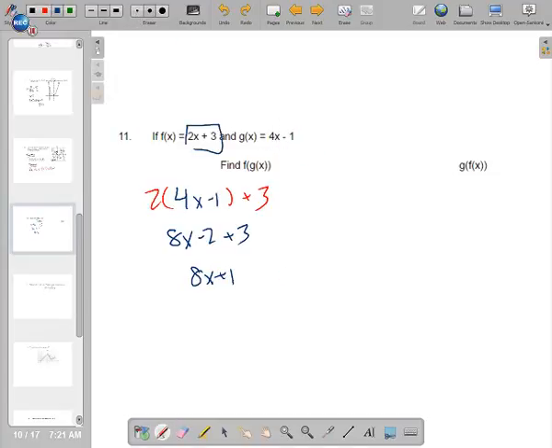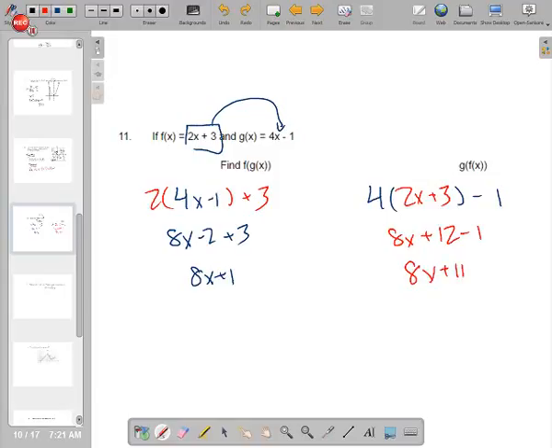And g of f of x, I just go the other way. So now instead of 4x minus 1, I'm taking this function and plugging it in there. So 4 times something minus 1, where the something is f of x, 2x plus 3. And when you distribute, 8x plus 12 minus 1 is going to be 8x plus 11. So there's g of f of x. Sometimes it's written like that. Either way, g of f.